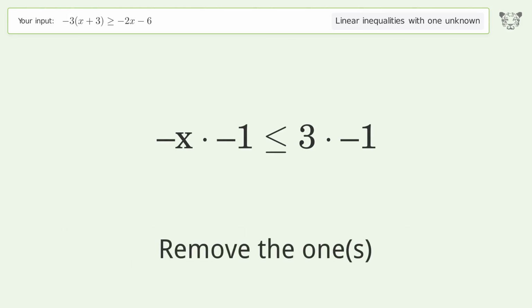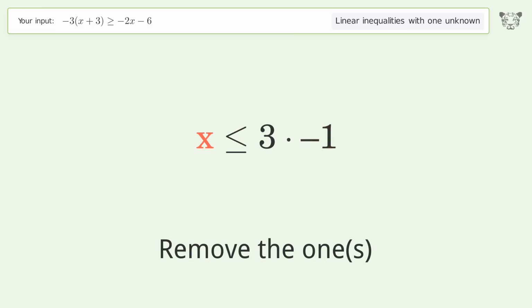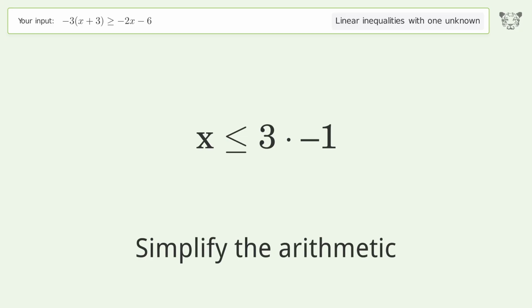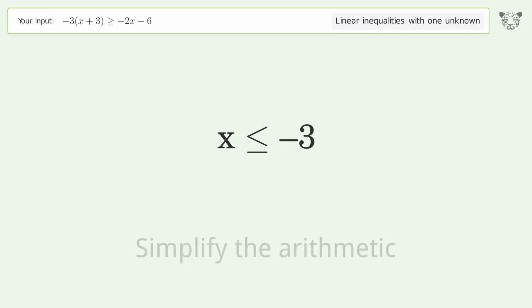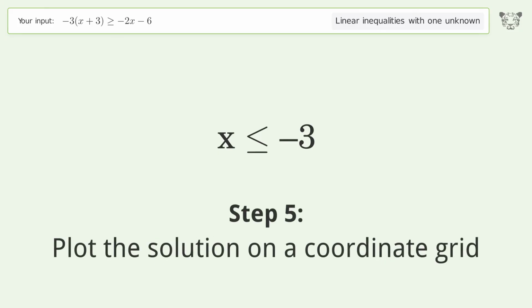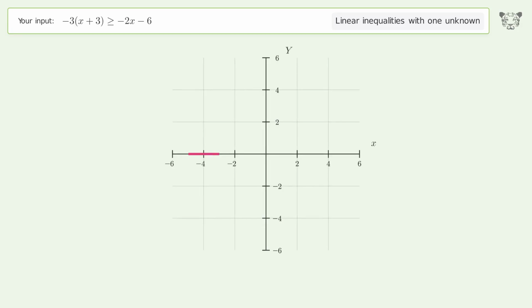Remove the ones. Simplify the arithmetic. Plot the solution on a coordinate grid. And so the final result is x equal or smaller than -3.